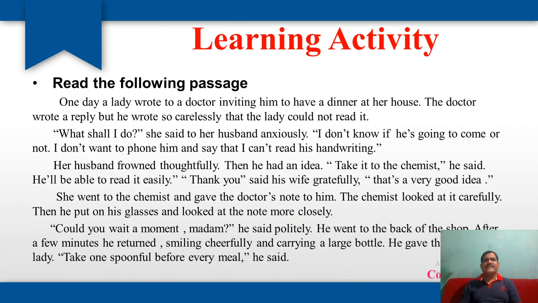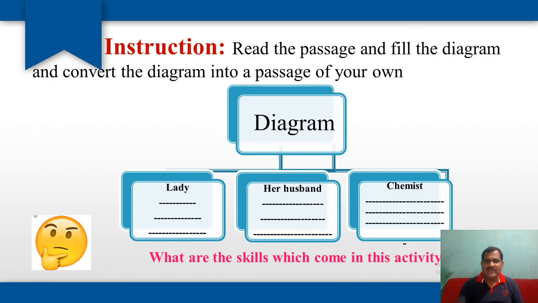Next thing, a short passage is given here. The student first reads the passage. After reading the passage, they will convert the passage into diagram form. In the diagram, some characters are also there. The main points related to each character they will check out, and after that, that diagram can be converted into their own words. By using their own words, they can also make a good paragraph.